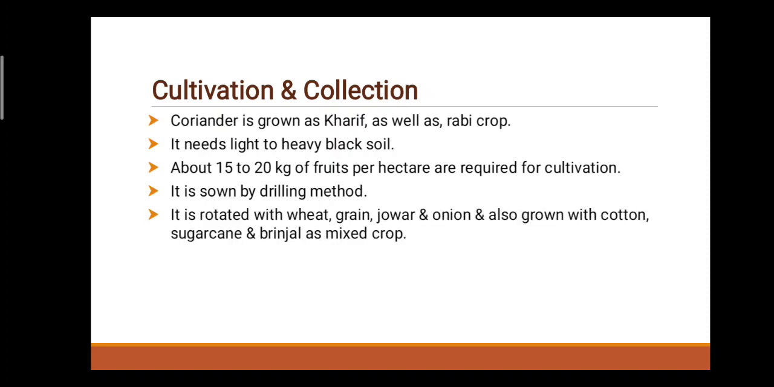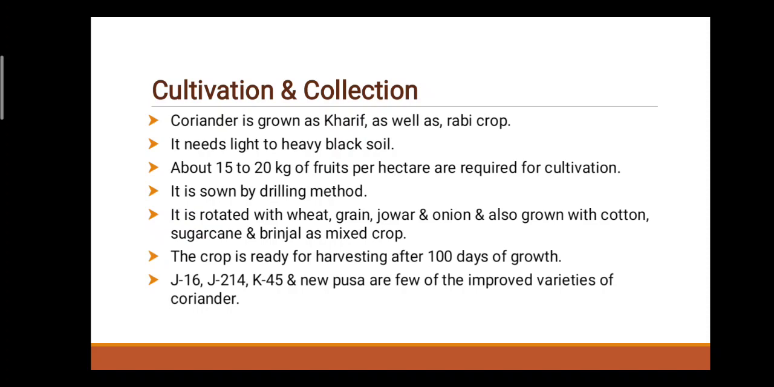It is rotated with wheat, gram, jowar and onion, and also grown with cotton, sugarcane and brinjal as a mixed crop. The crop is ready for harvesting after 100 days of growth. J16, J214, K45 and New Pusa are a few of the improved varieties of coriander.